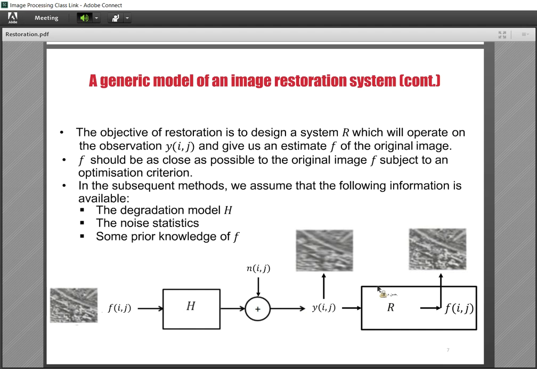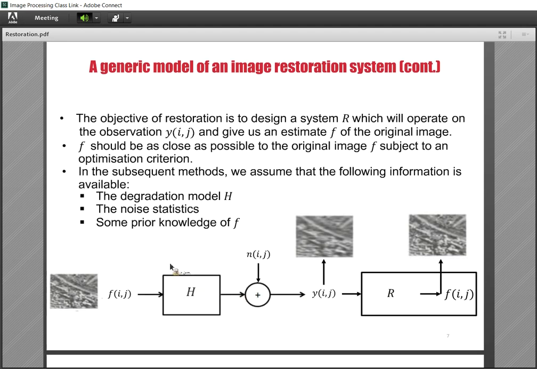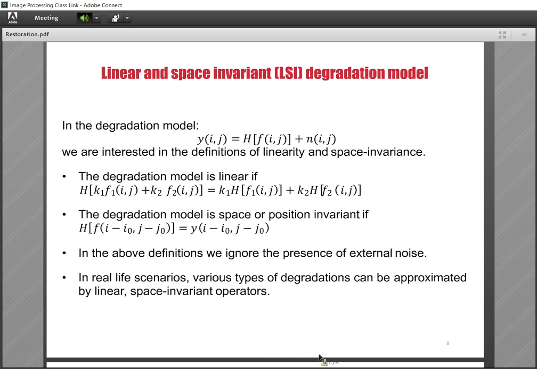Again, repeat it. This R system is a reverse system. If we have the H system, we are finding this reverse system to convert the Y to F hat, an approximation, or near F, as the exact F(i,j). F hat(i,j) as near as the F(i,j). We are finding this reverse system in the restoration part.